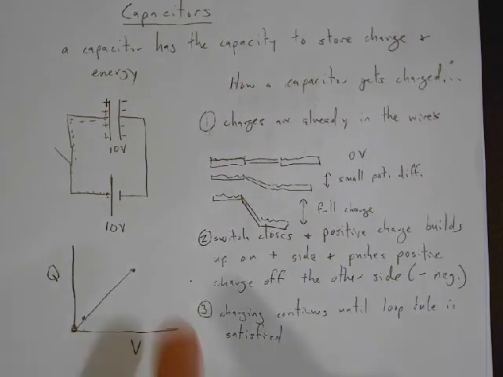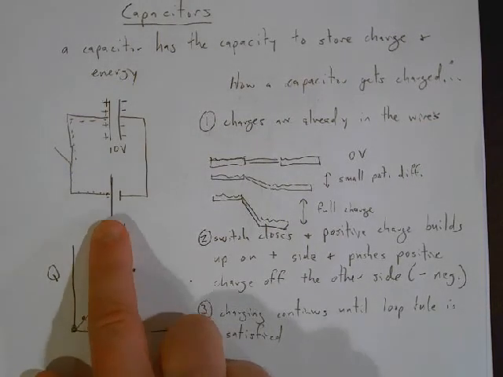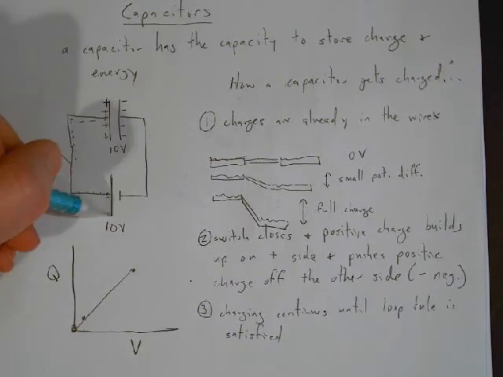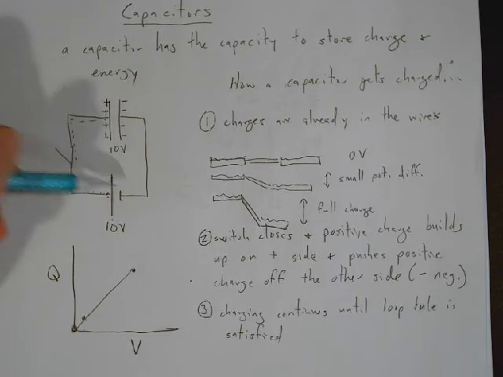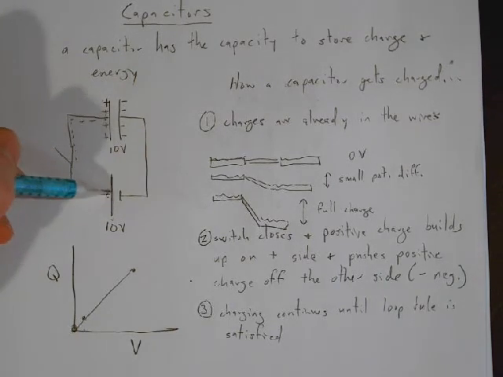Wait, could you re-explain how you were saying the positive charge gets pushed off? I was a bit confused. Pushed off of what? Yeah, thank you for asking that. So this is my positive side of the battery. This is my negative side. So I have lots of excess positive charges here.